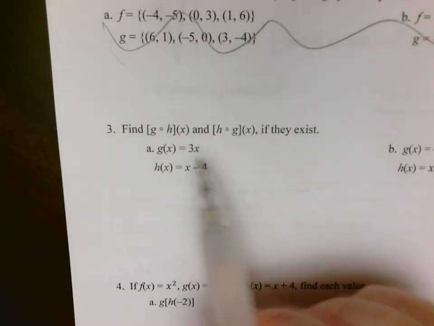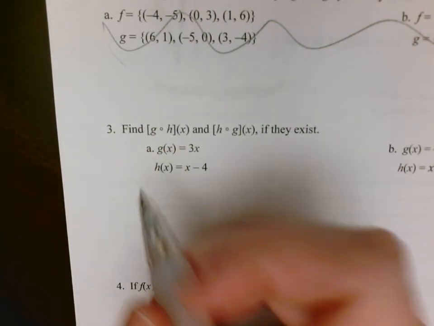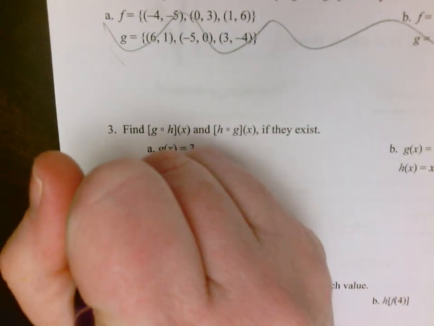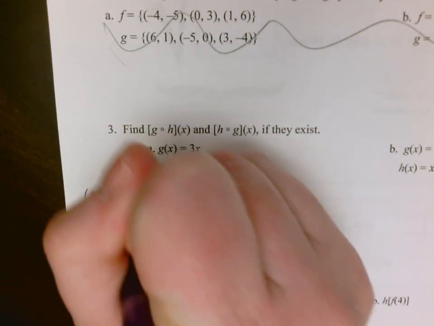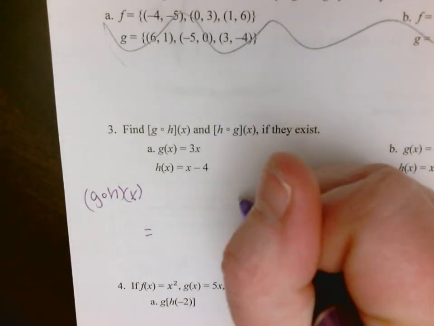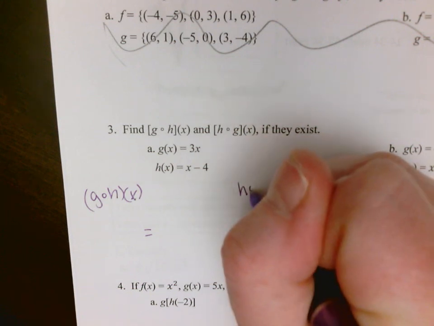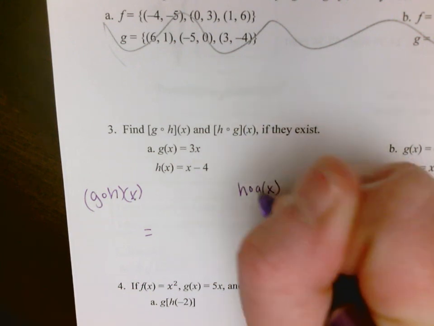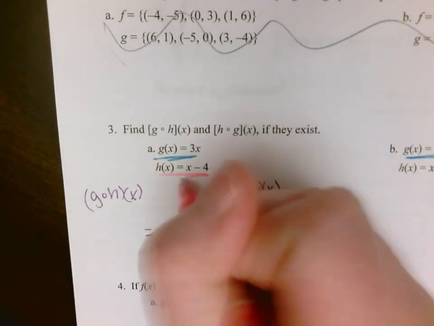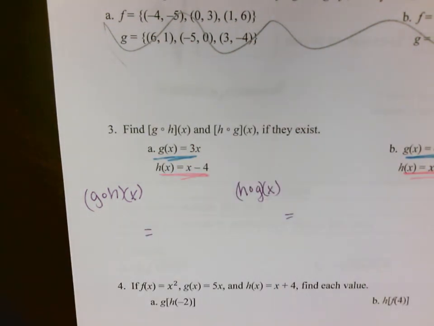So compositions, remember, G composite H, so I will do color coding here. So G composite H of X, it's going to equal something, and then H composite G of X, it's going to equal something. So blue is going to be on the top, pink is going to be on the bottom. Oh, that's going to be a long one over there.